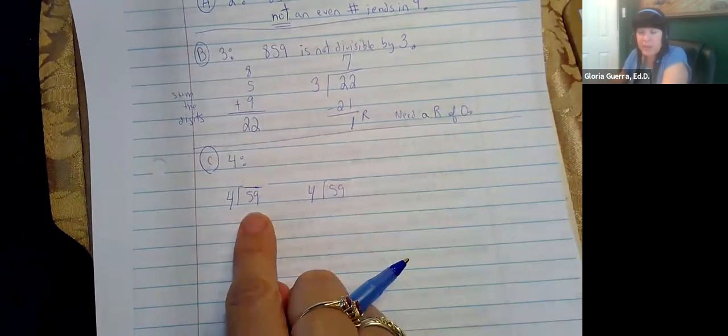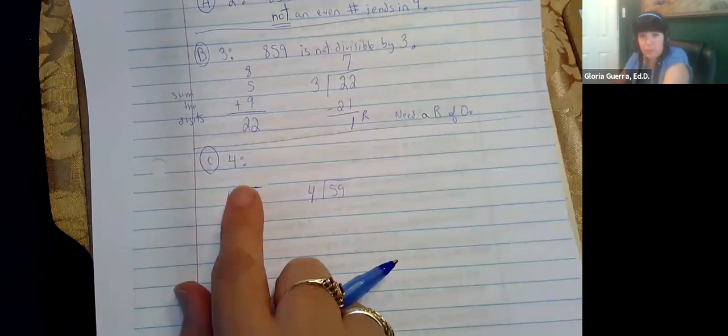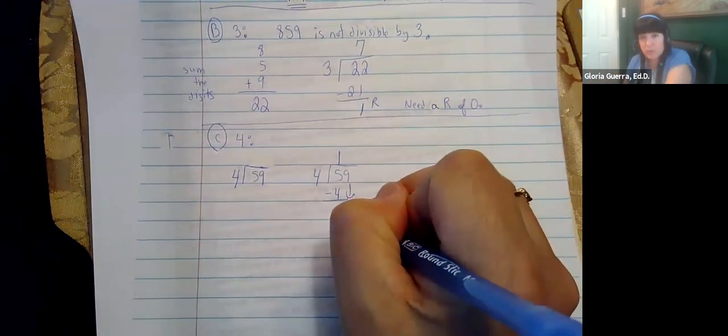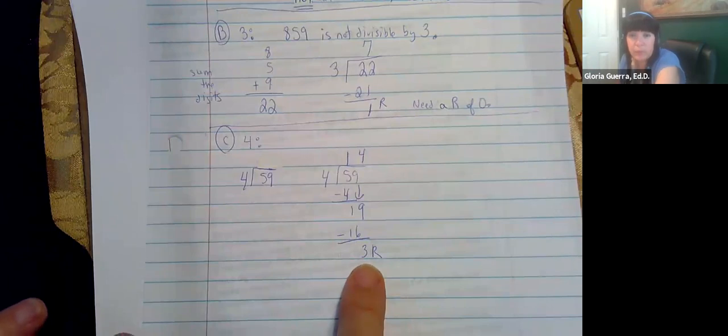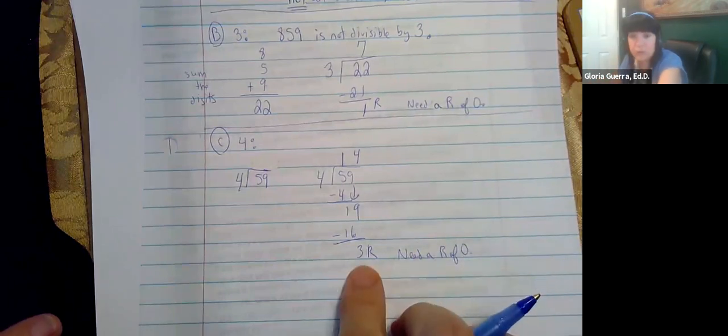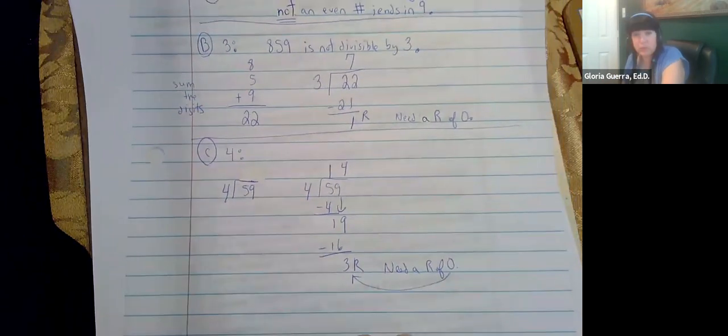So that's what you want to do. Take the last two digits, which is 59, and then try to divide it by 4. 4 goes into 5 one time. 4 times 1 is 4. 5 minus 4 is 1. Bring down 9. 4 times 4 is 16. So again, this is not good. You have a remainder of 3. We need a remainder of 0. So that means that no, it's not.